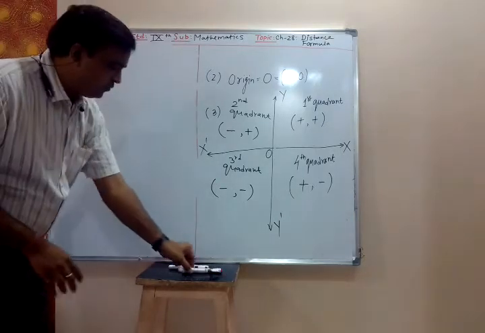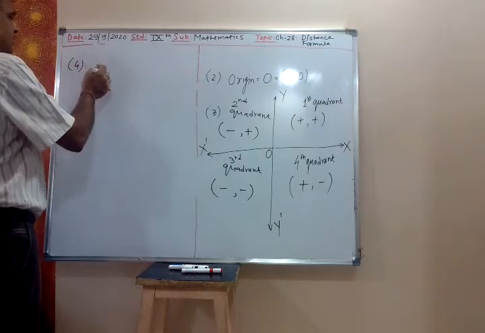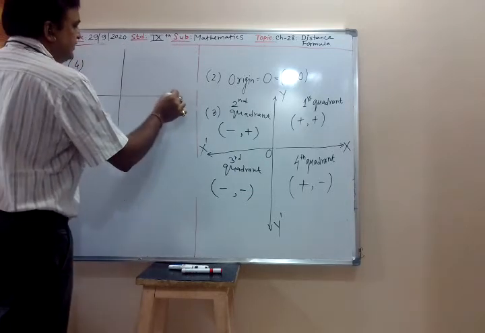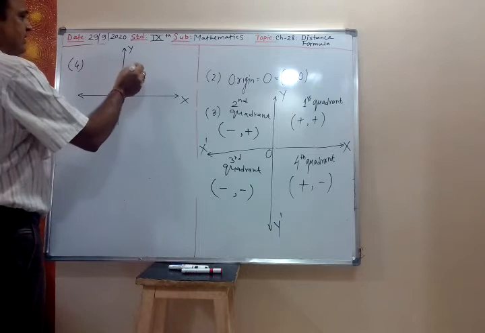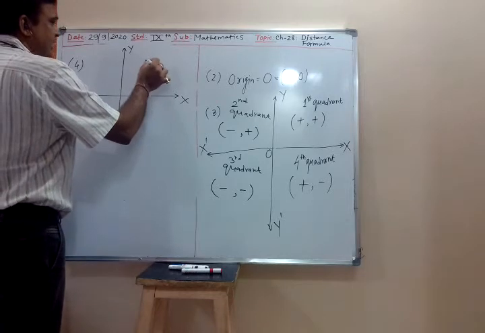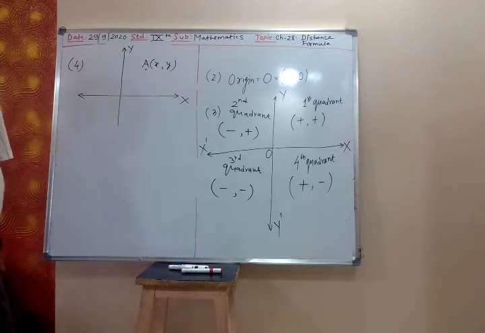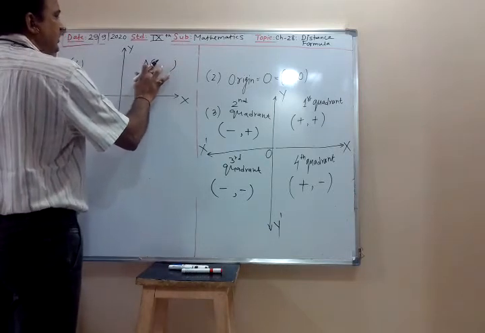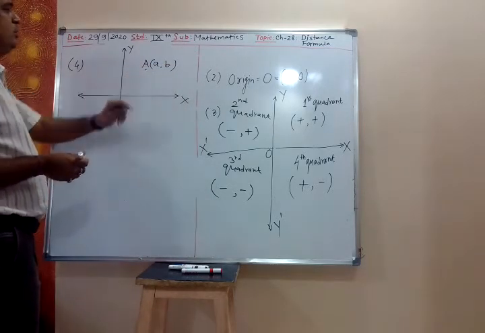Now let us see the fourth point. Let us see the point, x-axis and y-axis. We have a point A having coordinates x comma y. Or you can take A comma B. Let us take A comma B. A is a point having the coordinate A comma B.